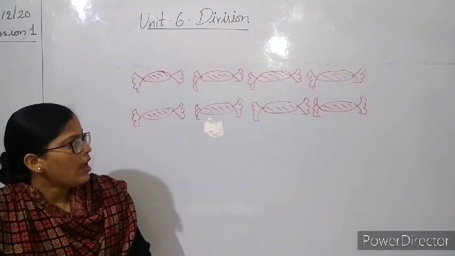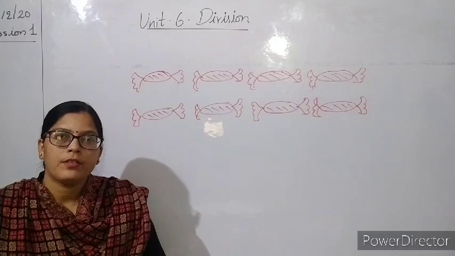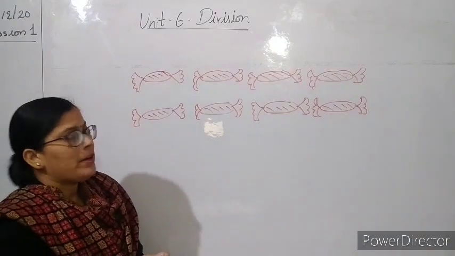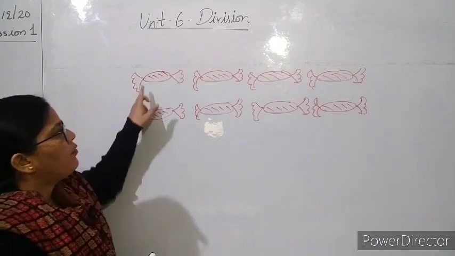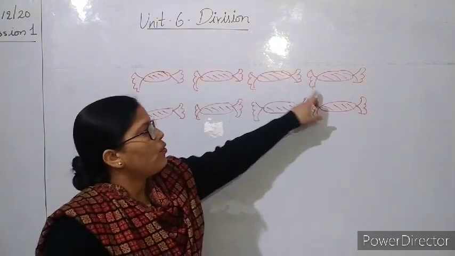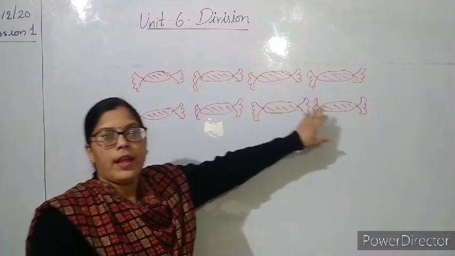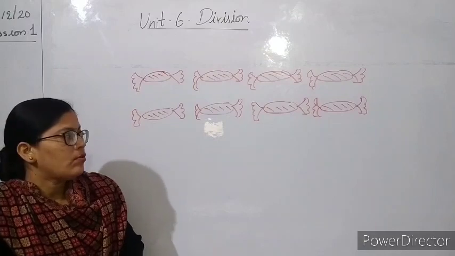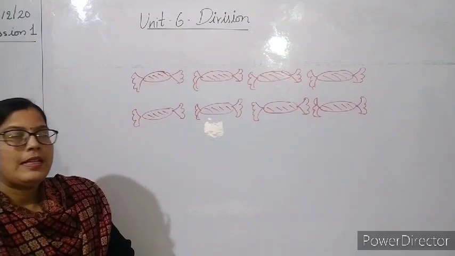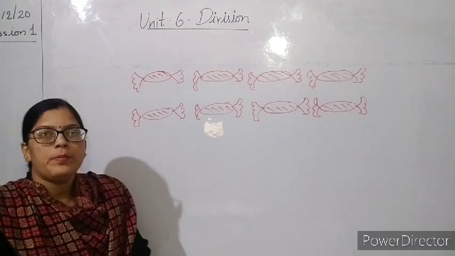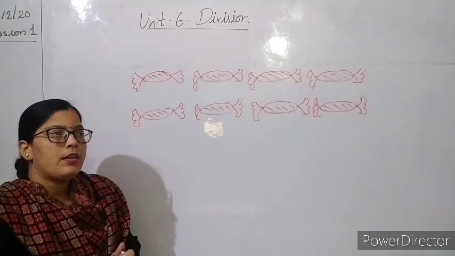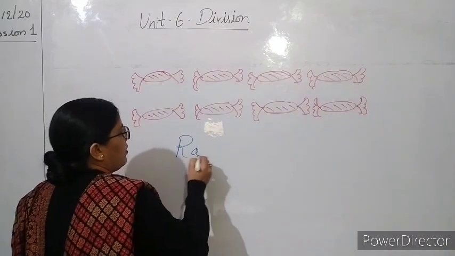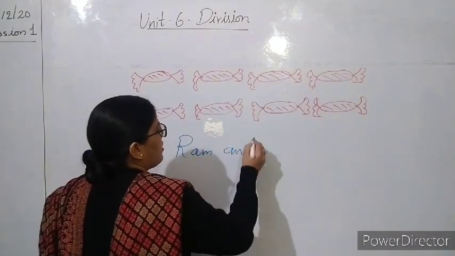Okay. So here I have drawn the picture of toffees. Now can you count how many toffees are there? 1, 2, 3, 4, 5, 6, 7 and 8. Okay. 8 toffees are there. Now suppose these 8 toffees are to be shared among 2 children. Suppose those two children are Ram and Shyam.